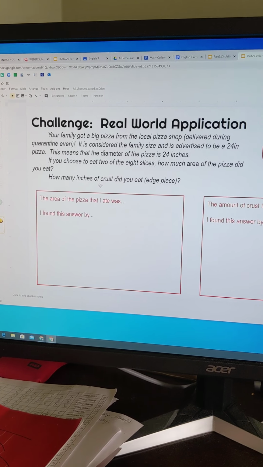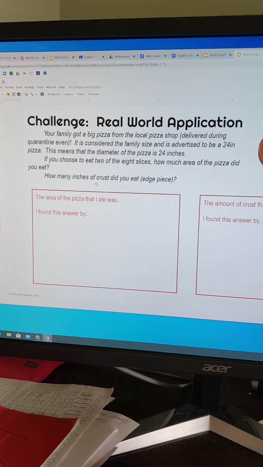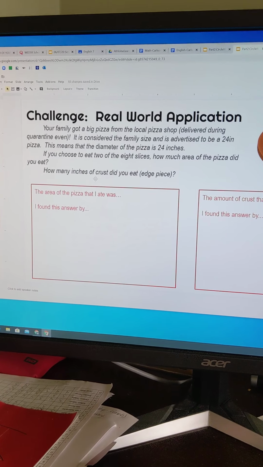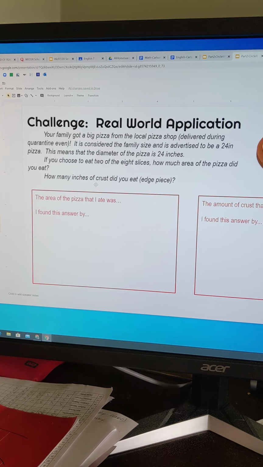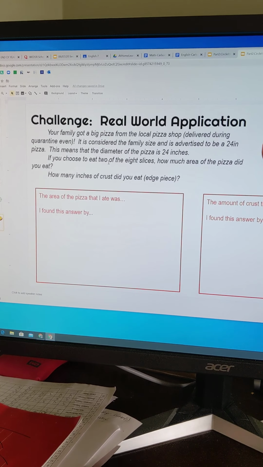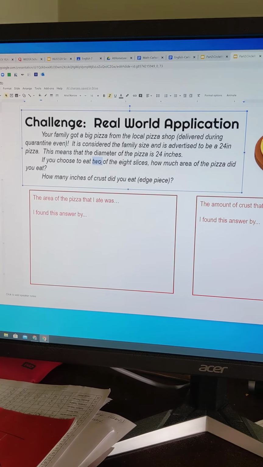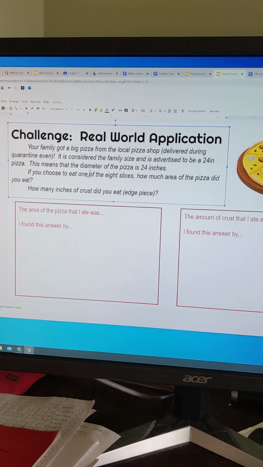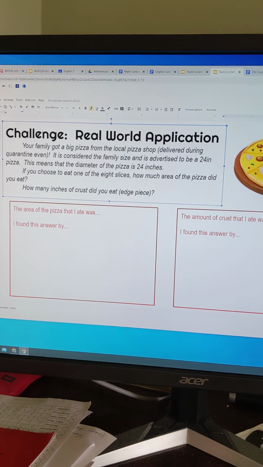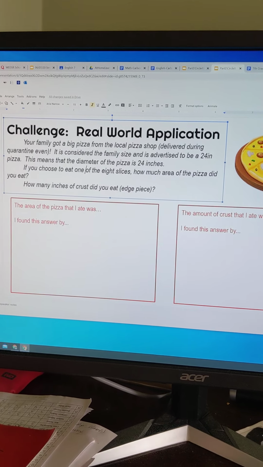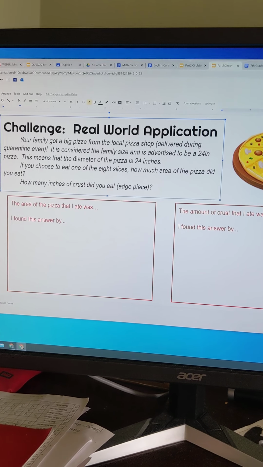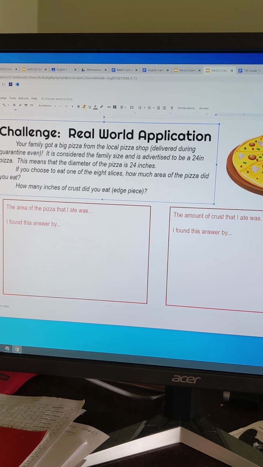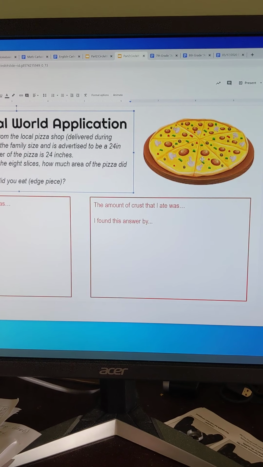Let's see, the real world application problem. This one's going to take a little more work. You're getting a giant pizza from the local pizza shop. Shop local, support local businesses, COVID, blah, blah, blah. And so you had one slice. You choose to eat two. I meant to say one. Of the 8 slices, how much area of the pizza did you eat? Okay, so you're going to eat one slice. How much pizza is that actually? If you know the whole area and you know that you had one slice, how much of that pizza did you actually eat? And what can you do with it?